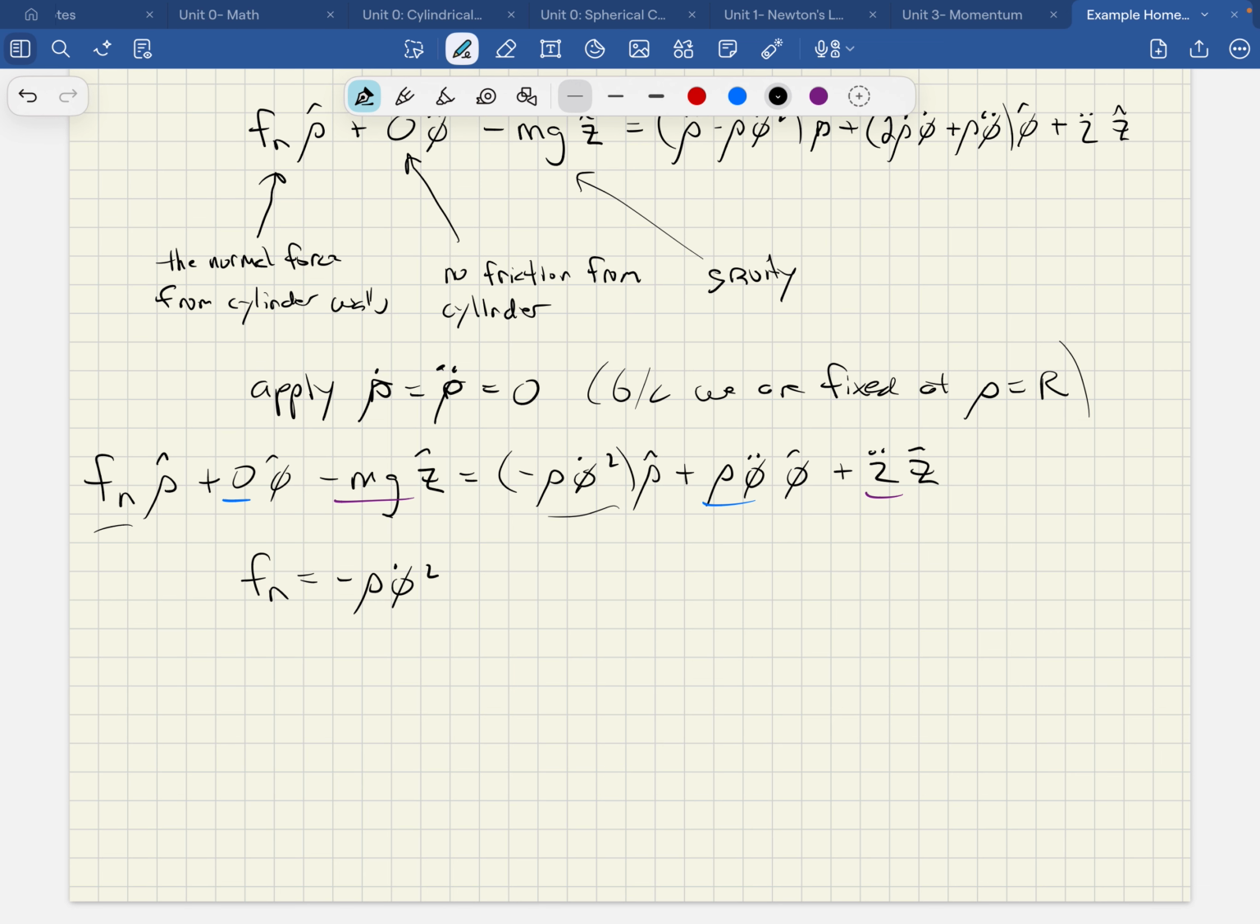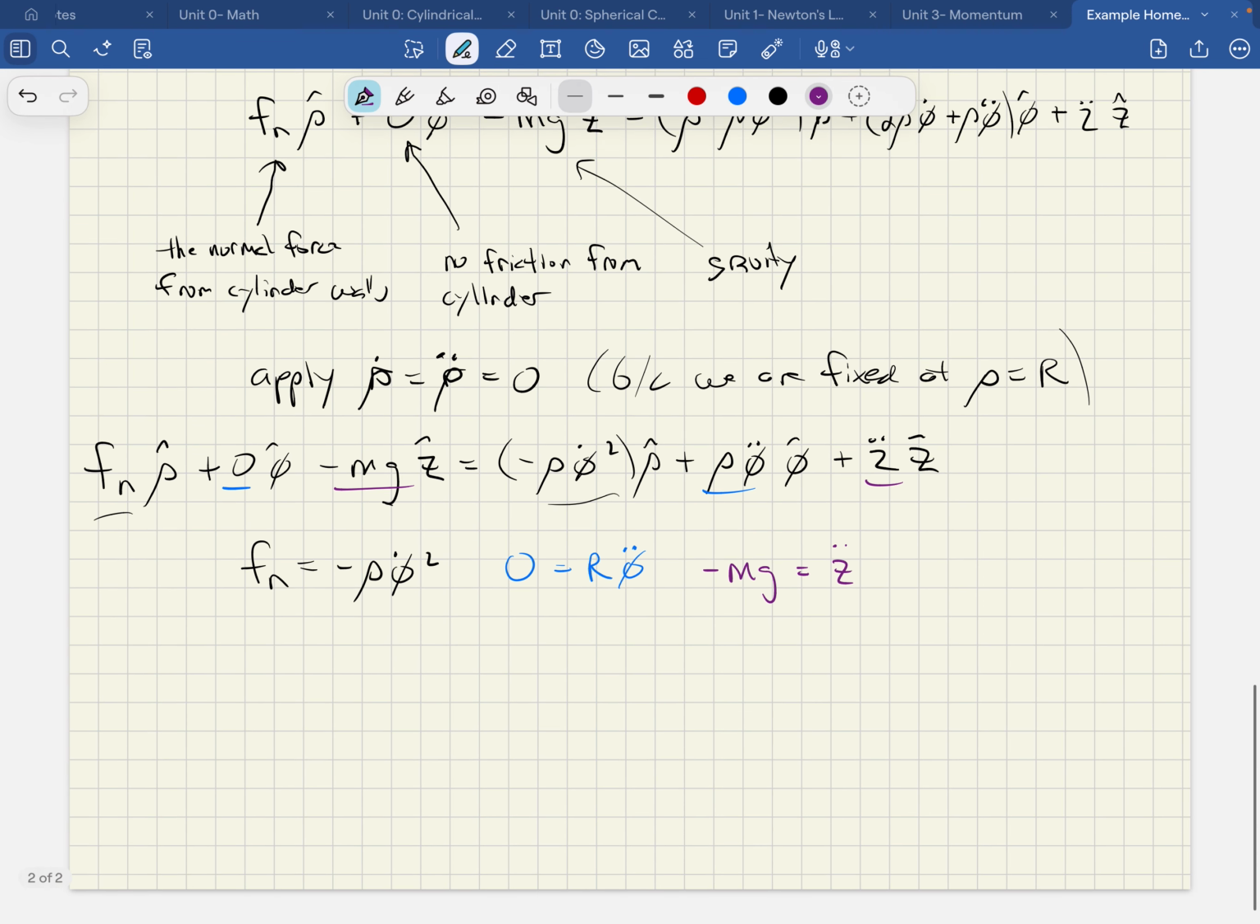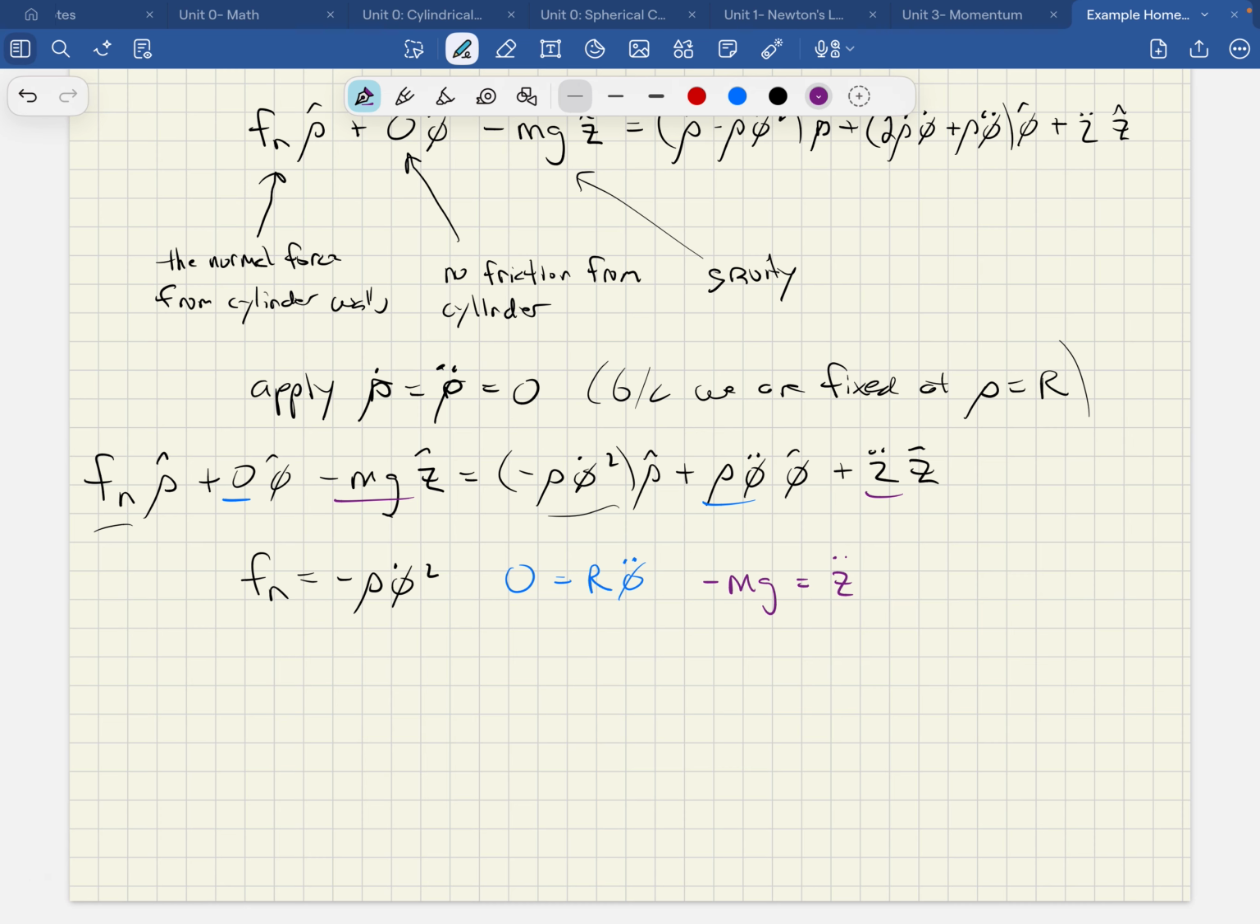The next thing we get is that 0 is equal to r, I'm substituting rho equals r, phi double dot. And then the last differential equation we get is that minus mg is equal to z double dot. Okay, phi double dot is 0. Let's see, so this one can be integrated. If we integrate both sides, first of all, we can just divide through by r. We get phi double dot is 0.